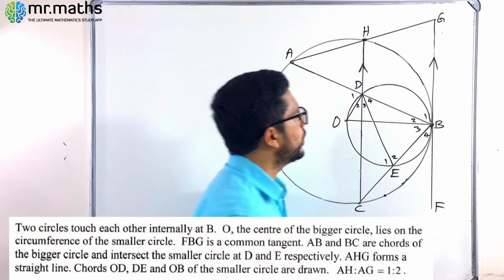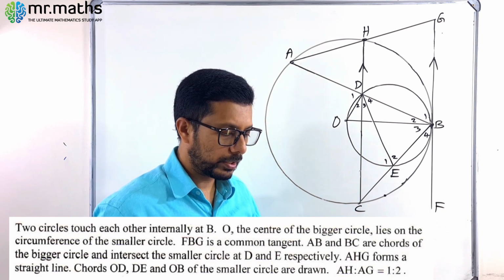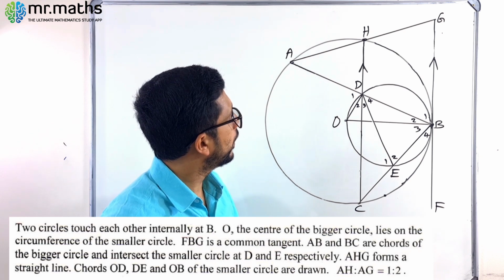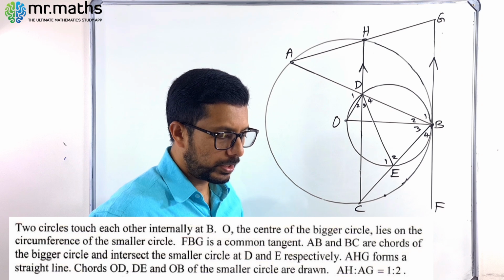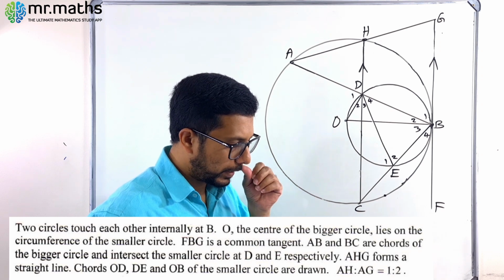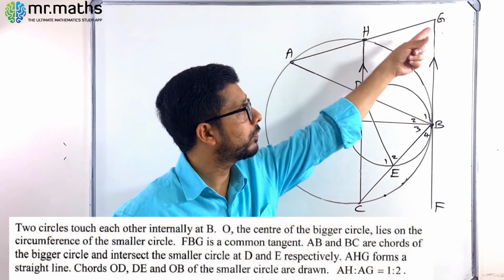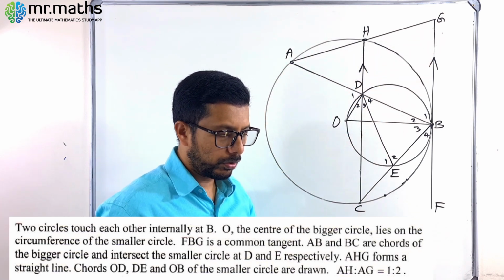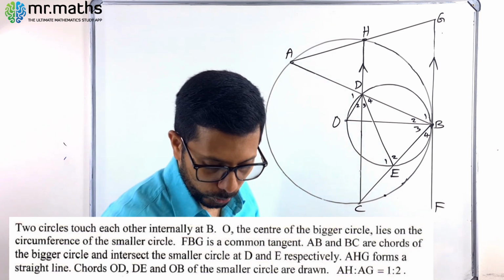So FBG is a common tangent and intersects the small circle at D and E respectively. Okay, D and E respectively. AHG forms a straight line. Okay, AHG, that one is a straight line. Chords OD, DE, OB of the smaller circle are drawn, and there is one important clue.